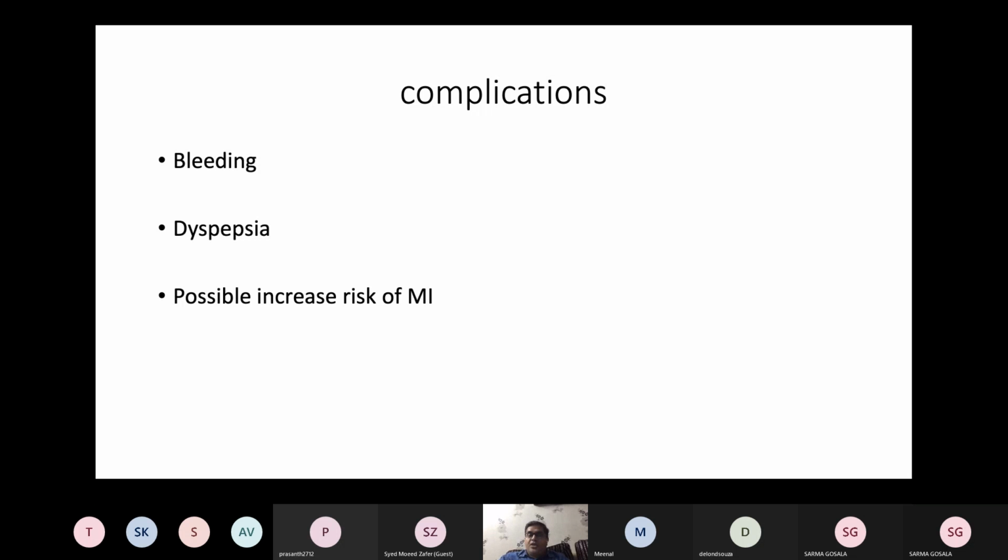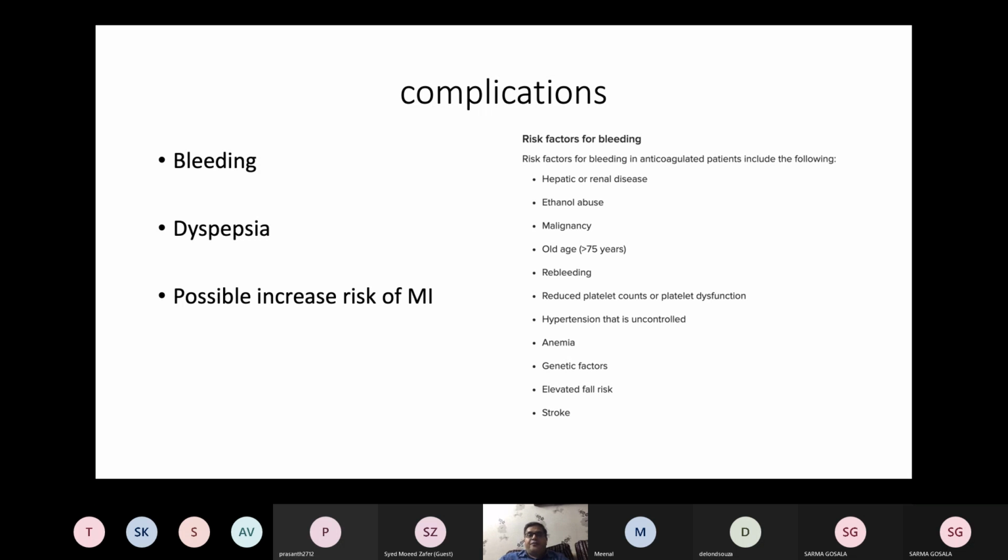We're not sure. We also need to be aware of certain risk factors for increased bleeding in these patients: hepatic or renal disease, ethanol abuse, malignancy, old age, recent bleeding, blood pressure not well controlled, elevated fall risk, or recent strokes. Also patients who are on antiplatelets, or if there is a reduced platelet count, thrombocytopenia, you need to be very careful while using dabigatran.